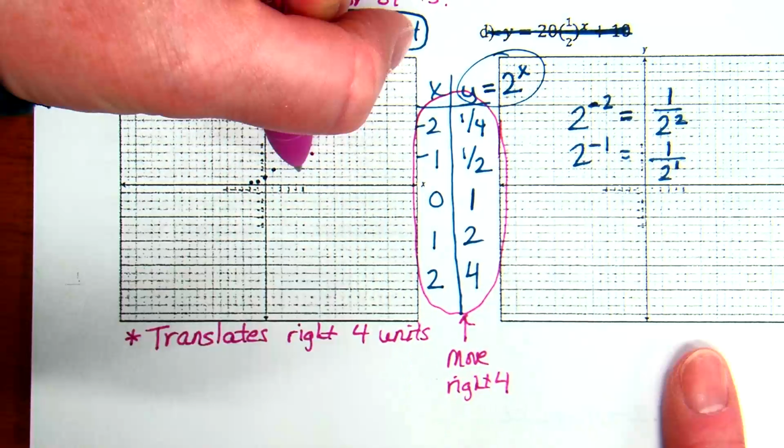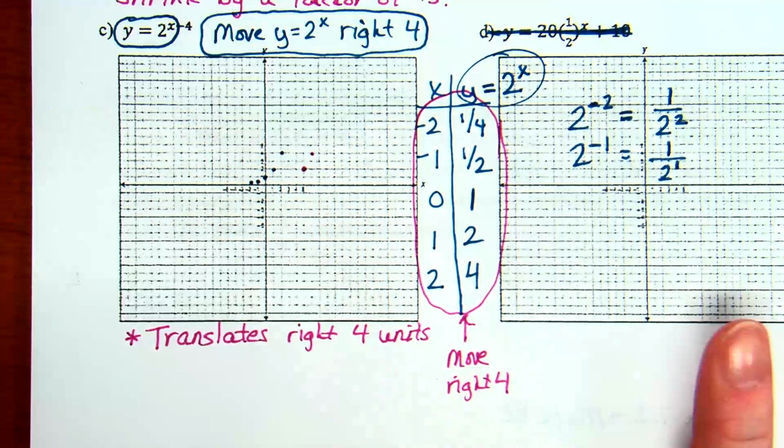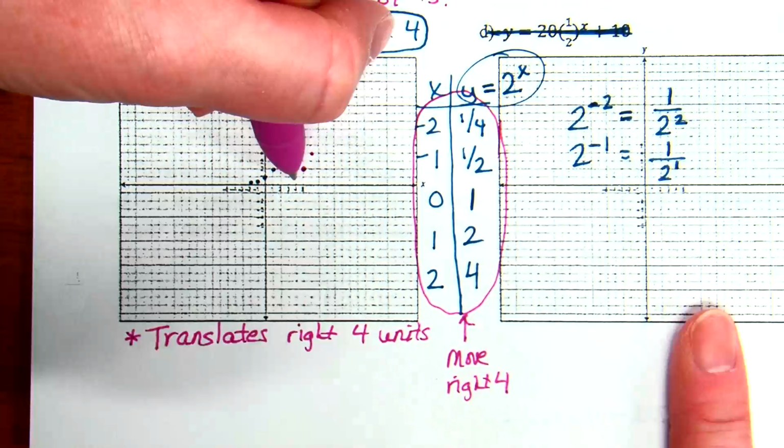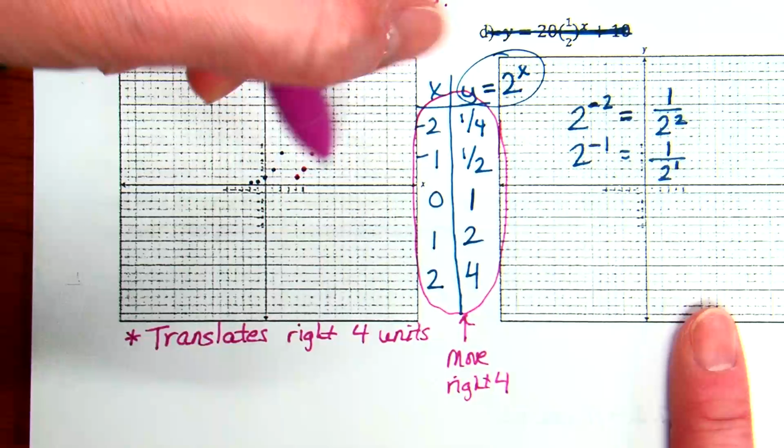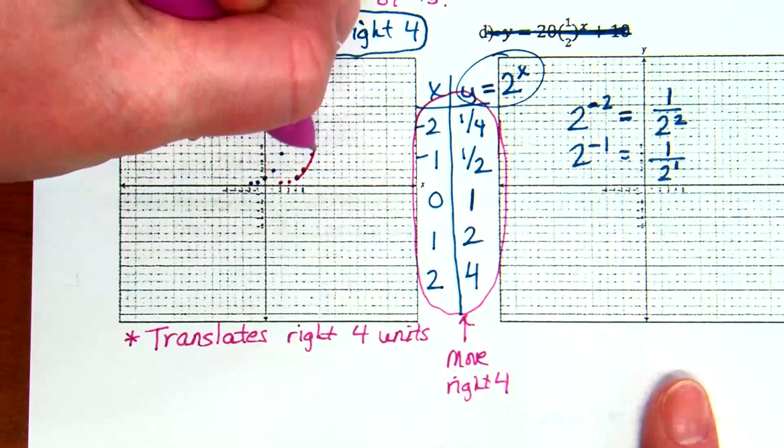You end up having a dot at 6, 4, 5, 2. Instead of 0, 1, it's going to be at 4, 1. Instead of negative 1, 1/2, it's going to be at 3, 1/2. And 2, 1/4. And then the only dots you need to connect are your final set of dots.